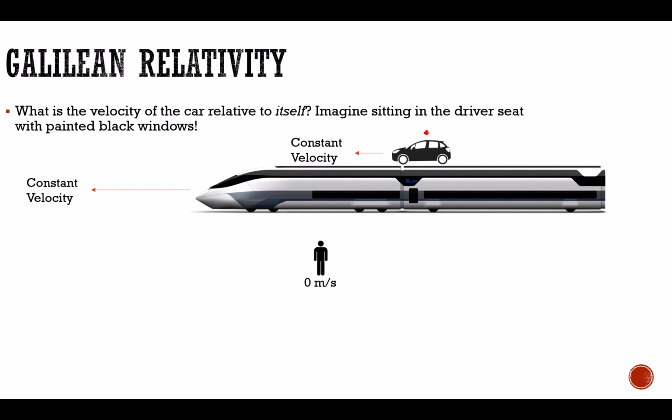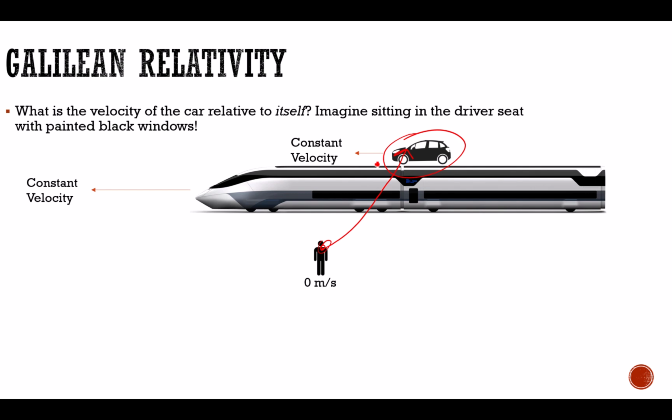Now I have a slightly different question. If we took you and we put you in there, into the driver's seat, we painted the windows black, deprived you of any observation of what's outside the car. What is your velocity relative to the car itself? What is your velocity relative to the car you are sitting in? It should be zero, right? It should be zero. The car isn't moving relative to you.